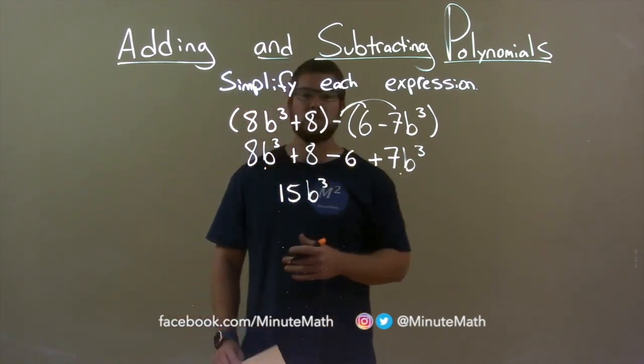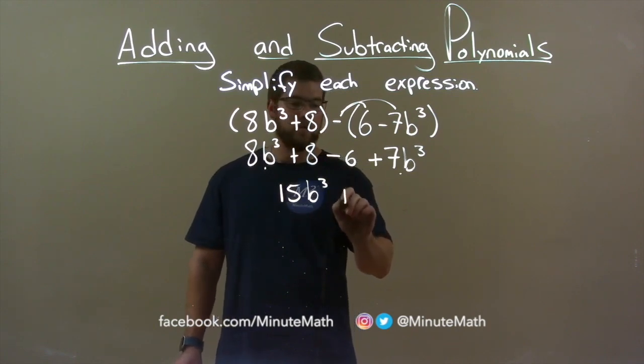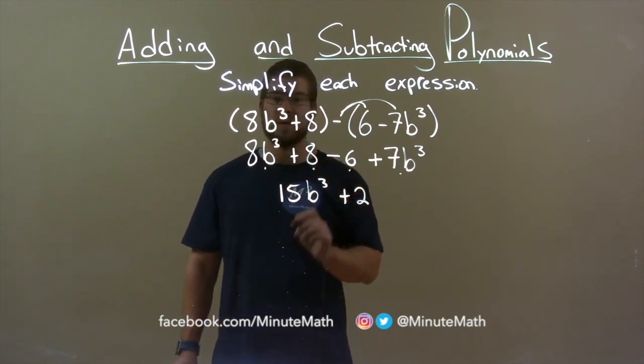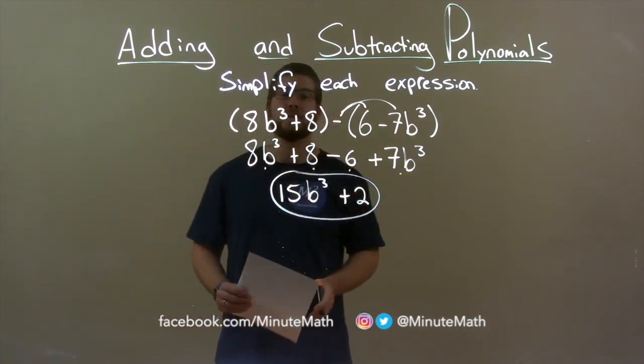Put dots underneath to show that we brought them down. 8 minus 6 is a 2, and so we have plus 2 here, and now we've brought everything down. So our final answer, 15b to the third power plus 2.